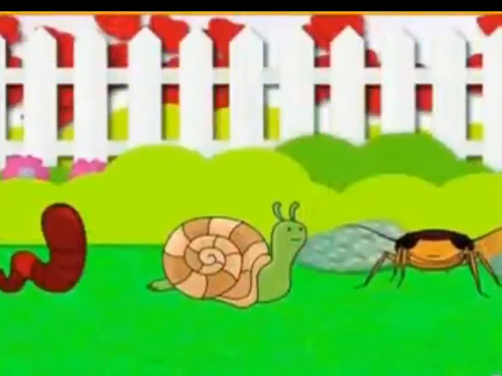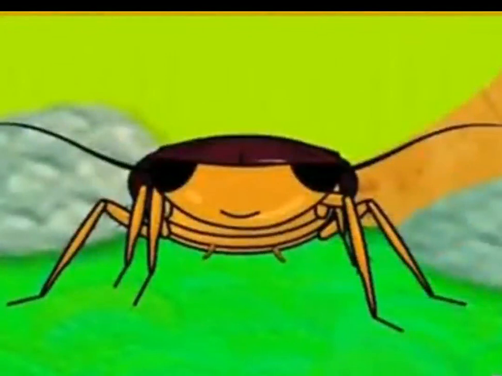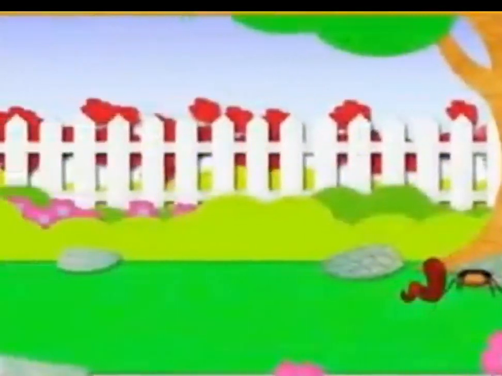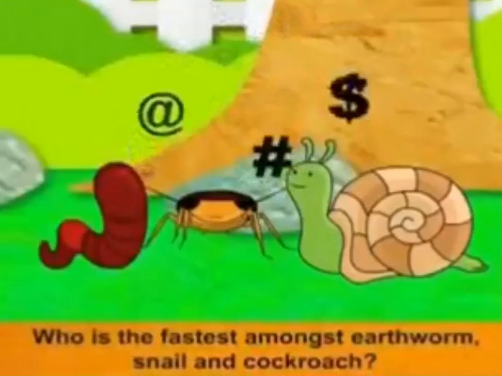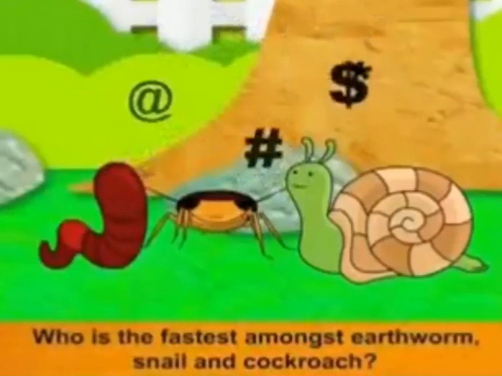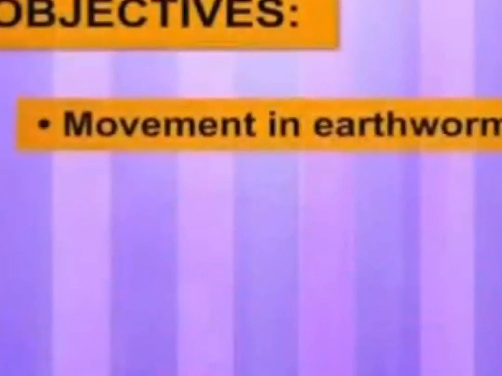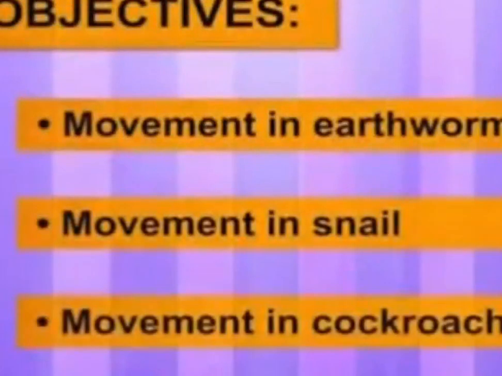Let's begin the module with a race. Adi, the earthworm, Ali, the snail, and Carrie, the cockroach, are in a race to beat each other. The track stretches from the tree till the exit gate of the park. Let's find out who wins the race in the module on earthworms, snail and cockroach, where we study movement in earthworm, movement in snail, movement in cockroach.